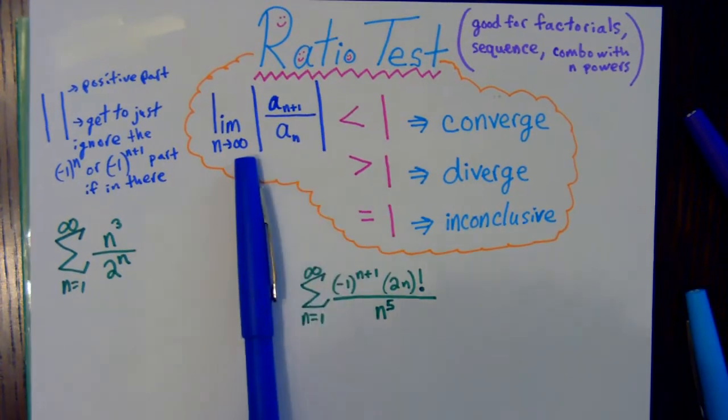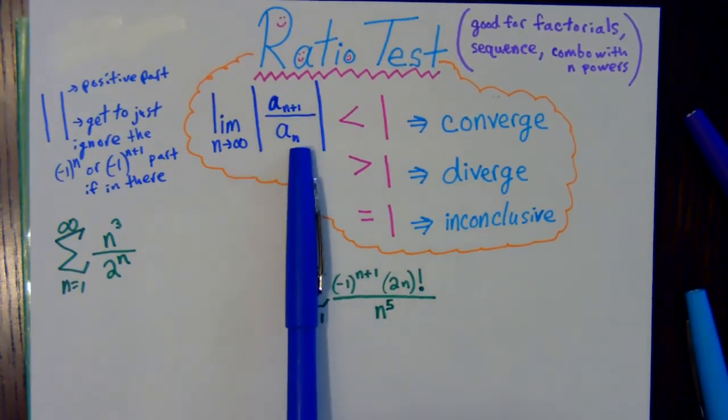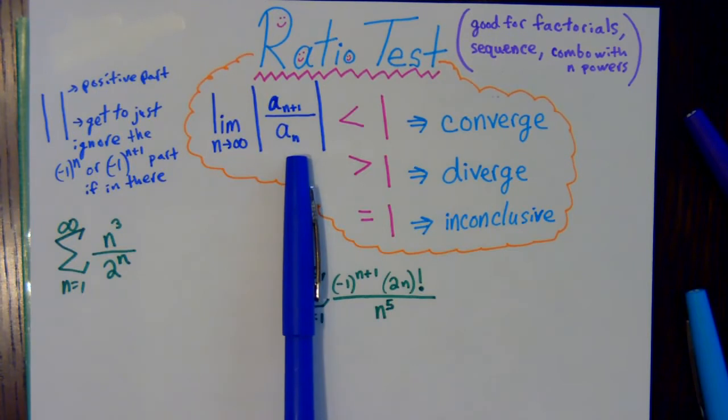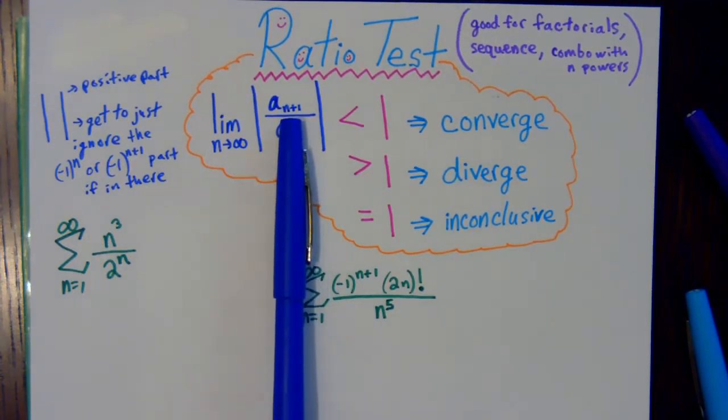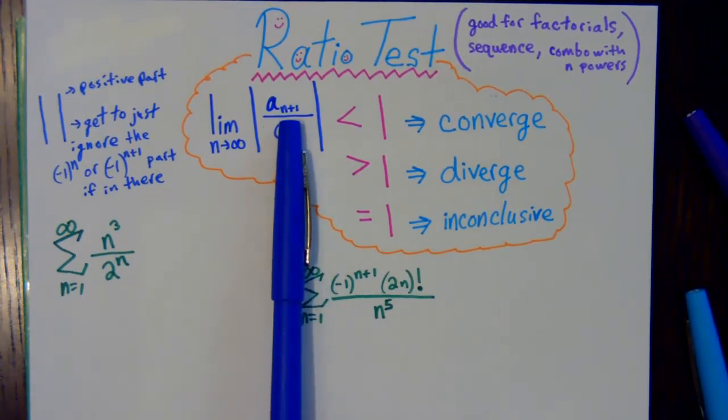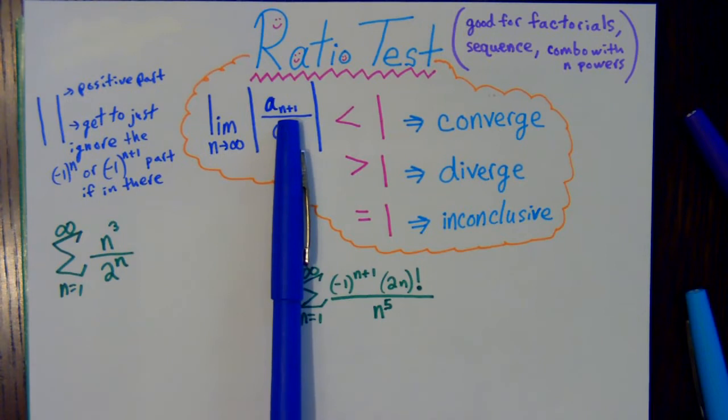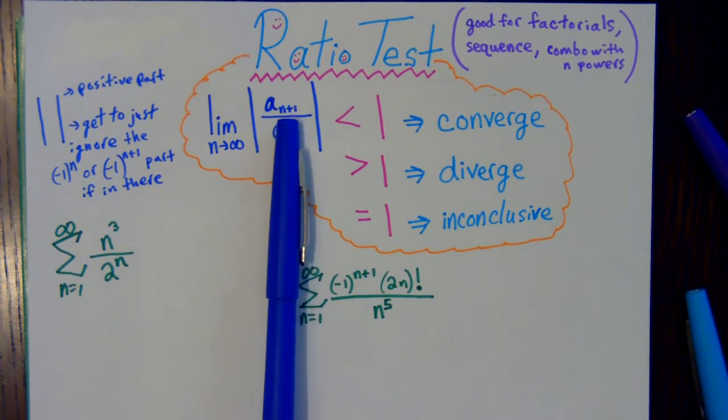What you're going to do is take the limit as n approaches infinity of a sub n plus 1 over a sub n. That's the n plus first term over the a sub n. And just like we taught you in the alternating series video, for the a sub n plus 1, you're going to replace the n with an n plus 1. That's just the next term in the sequence, the next term in that pattern right there.